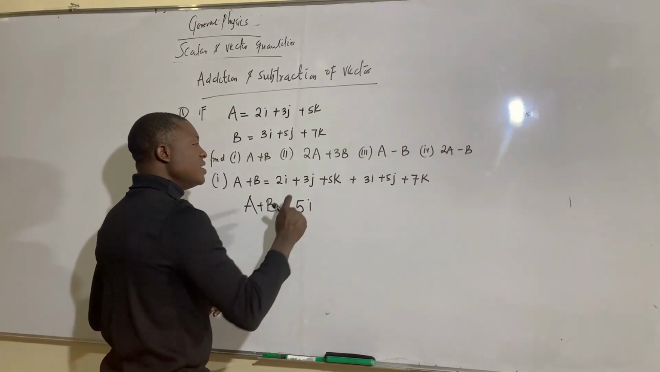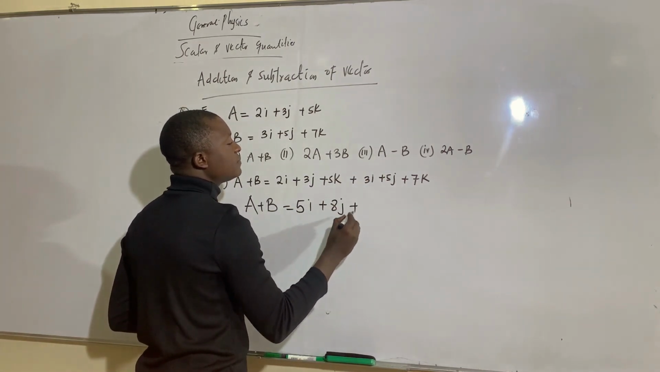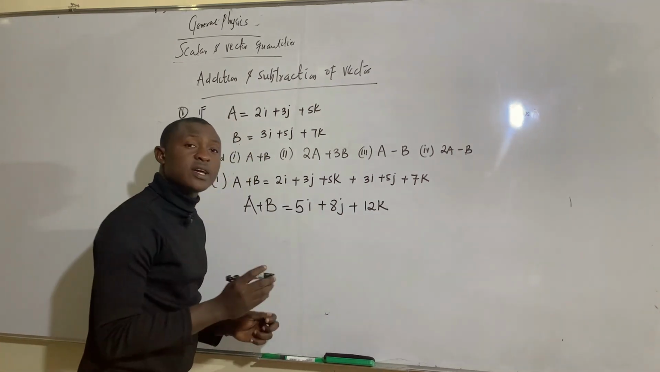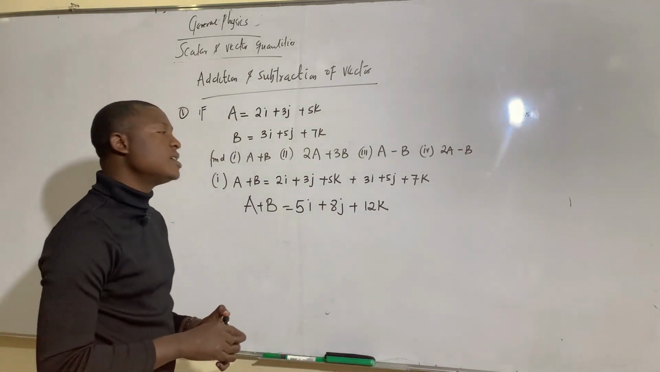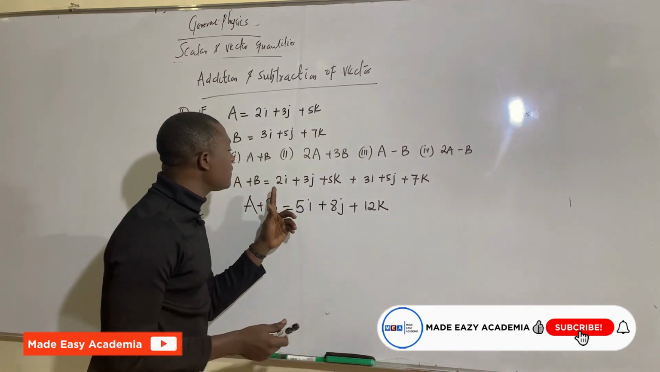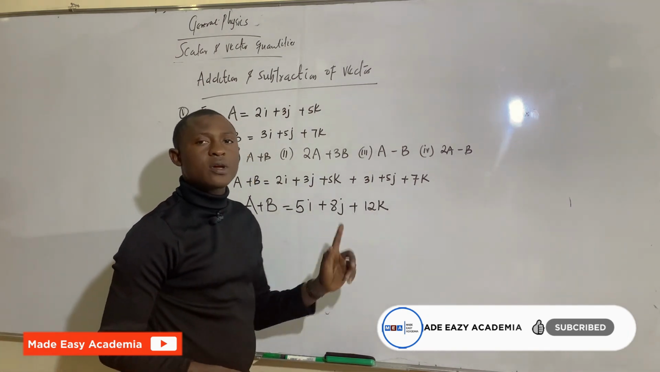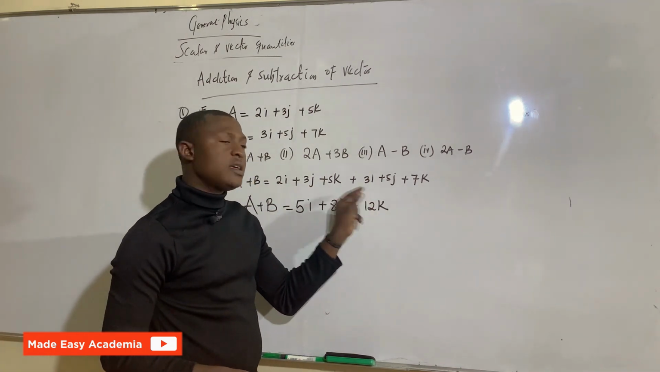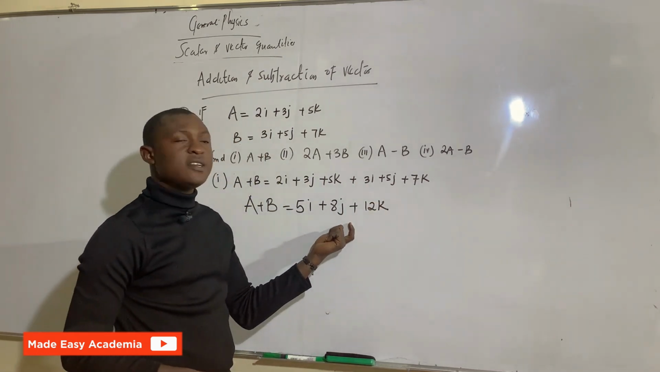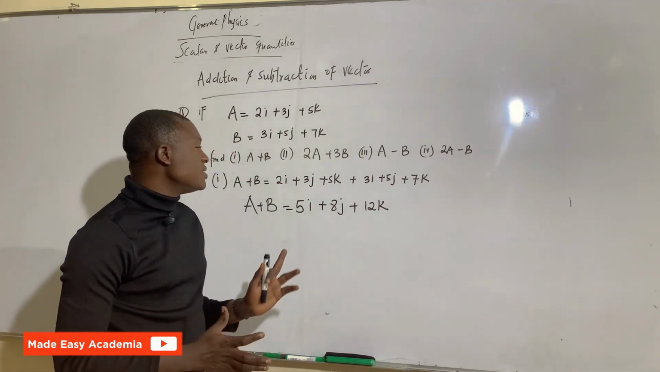So 3j plus 5j, of course, we are going to have 8j, and 5k plus 7k, we are going to have 12k. I'm just adding the ones that have the same direction together. We can only add two vectors together if they have the same direction. So you can see here, i for i, j for j, and k for k: 5i, 8j, and 12k.